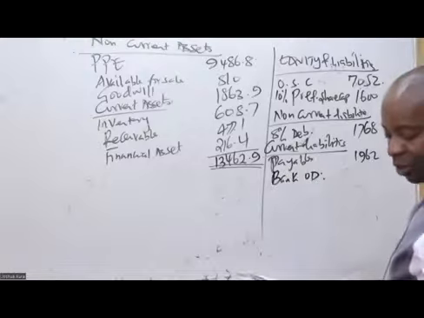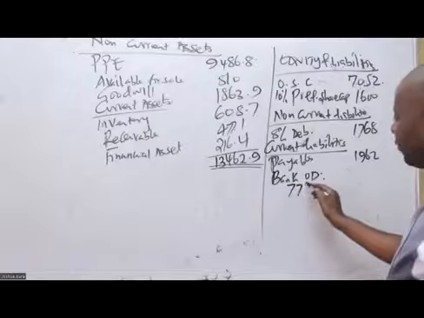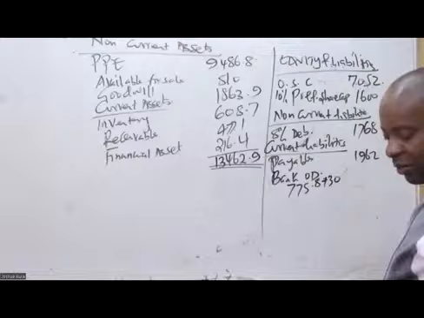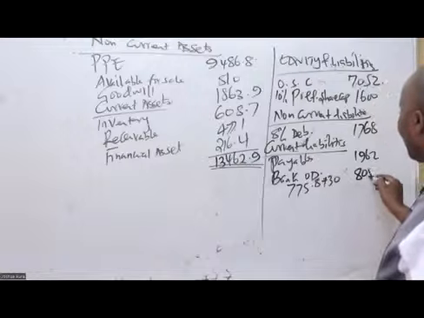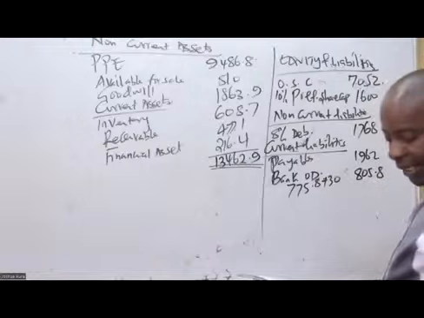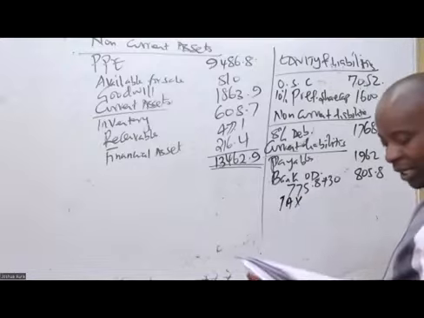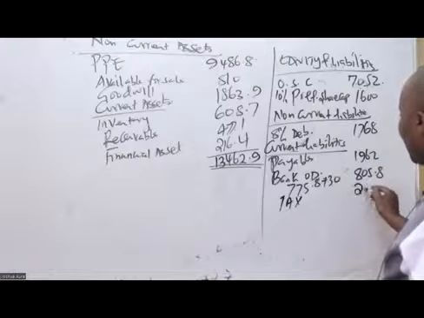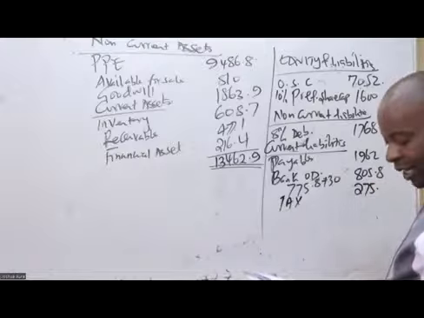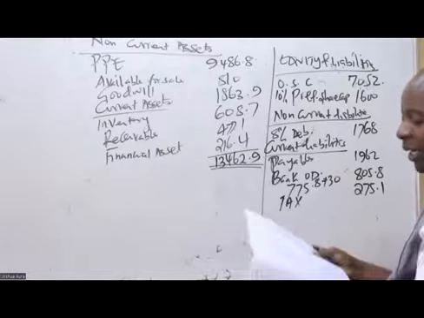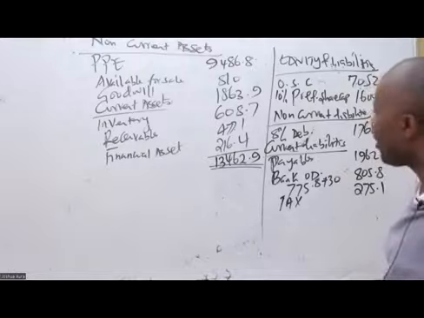Bank overdraft. So for bank overdraft, remember it is 775.8 plus that 30, which gives us how much here, somebody? 805.8. And then we have lastly current tax. So tax, how much is it? Tax of 275.1.